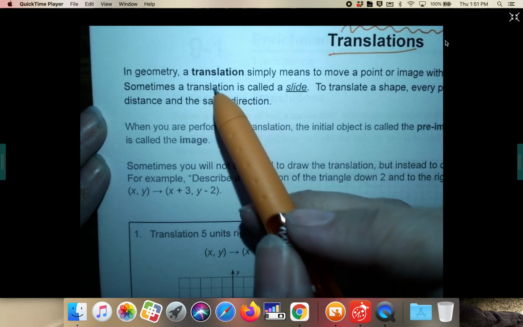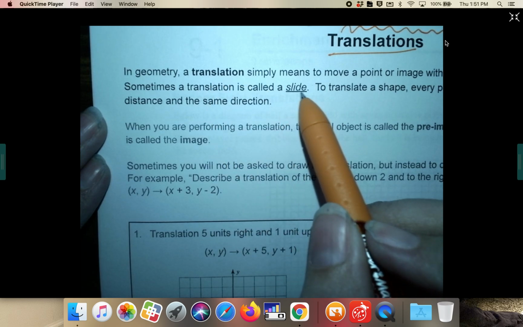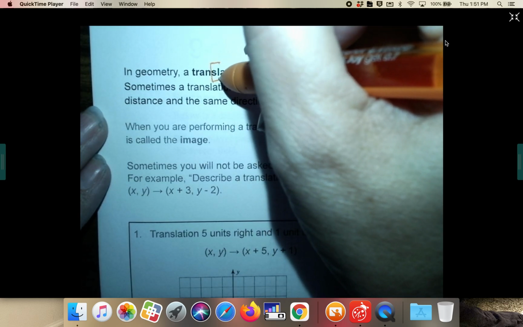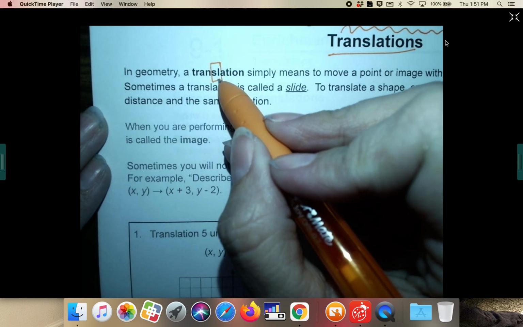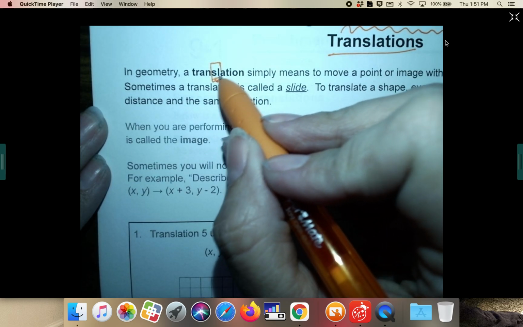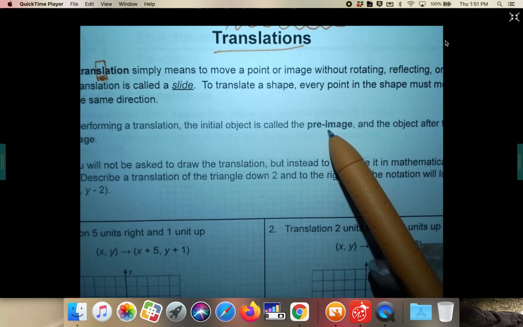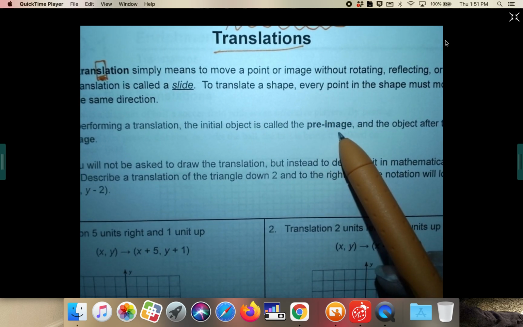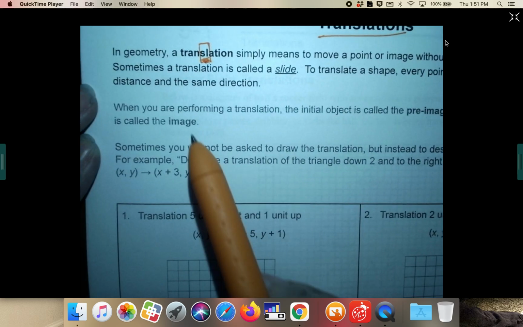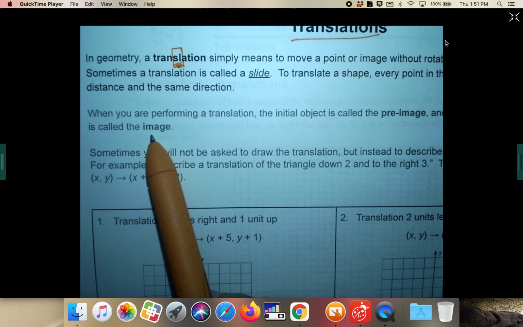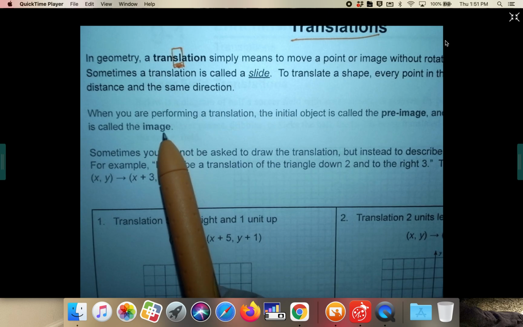So in a translation, sometimes you might see it called a slide, and that's because that's all it does. A shape slides to the side. And in fact, the word translation has an SL in it, and that's kind of an easy way to remember that it's a slide. So the original image is called the pre-image. That's the one that usually is given to you to begin with. And then after you slide it, it's called the image. So pre-image is there before, and then after we move it, after we slide it, it's now the image.